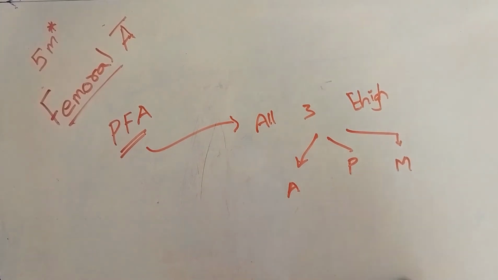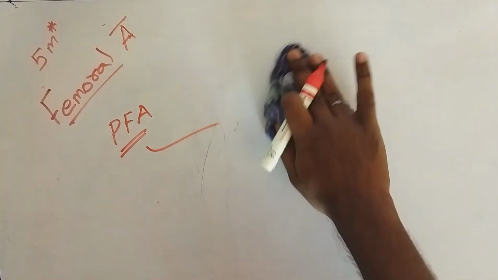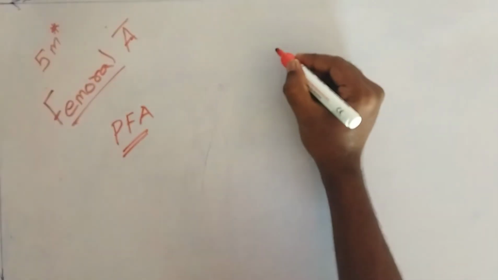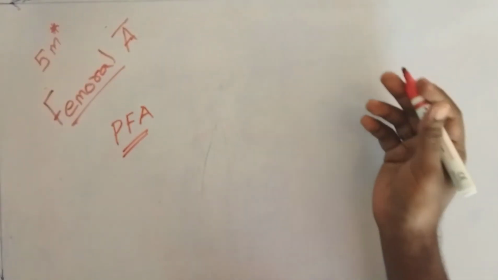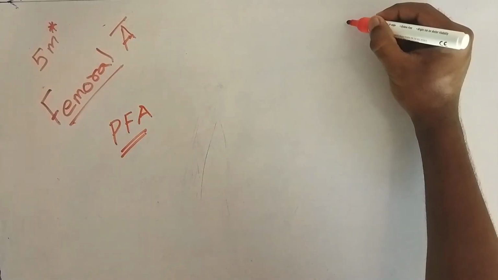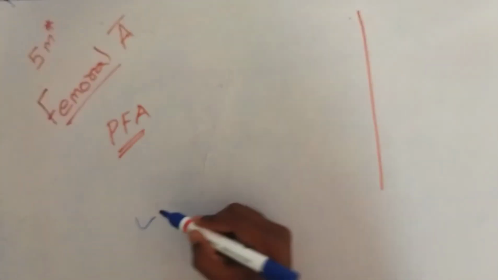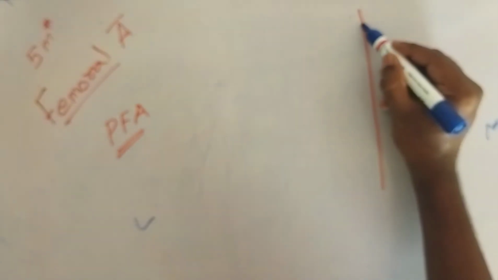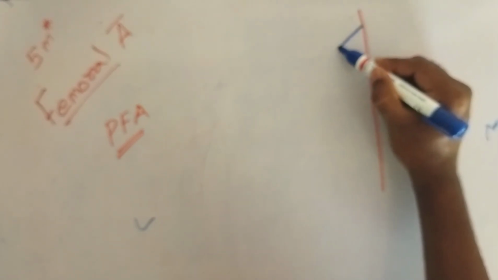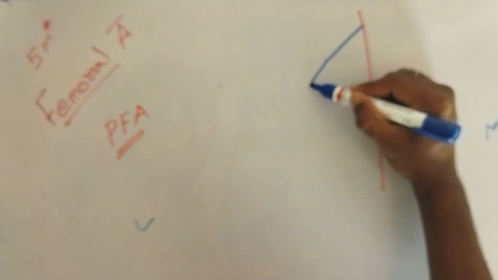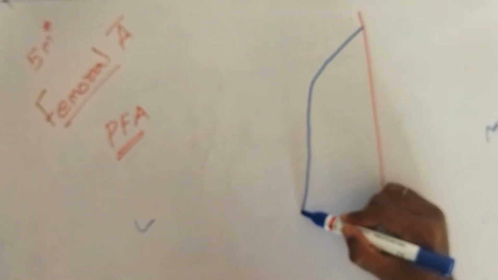Next, coming to the origin and course of this profunda femoris artery. It arises from the lateral side of the femoral artery. If this is the femoral artery, here is the lateral side and here is the medial side. It arises from the lateral side of the femoral artery.